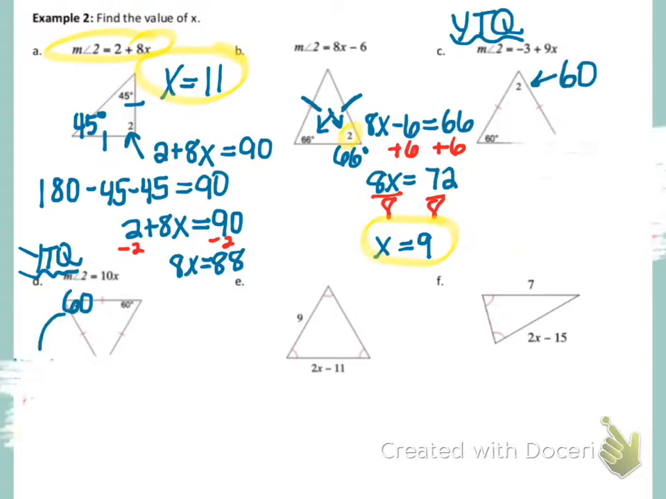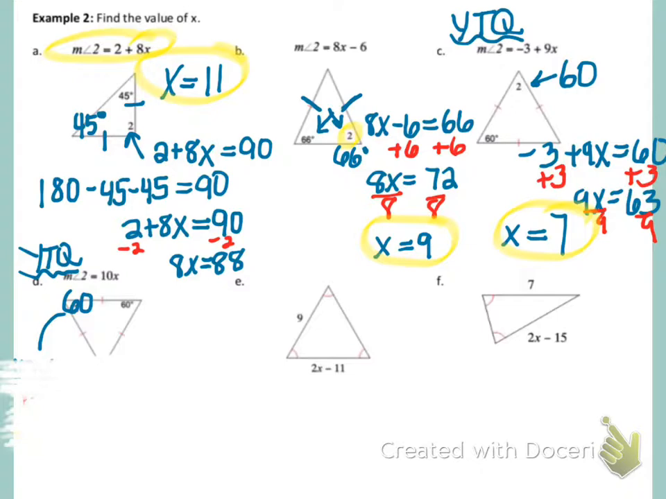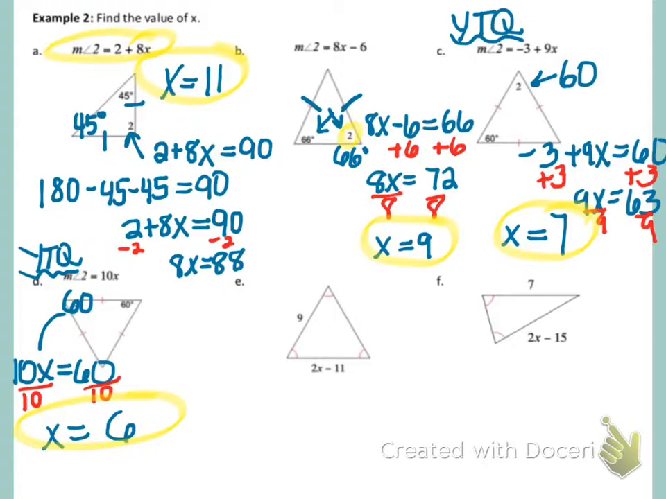All right, so thanks for giving those two a try. Looking at C, we can tell that that missing angle must be 60 degrees because all three sides are marked equal. And that means that the value of x must be 7. So writing the equation -3 plus 9x equals 60, and solving it will give us a value of 7. Same situation for D. That turns out to be an equilateral triangle, so every angle must be 60. And that means the value of the angle, which is 60 degrees, must equal 10x, leaving x to be 6.